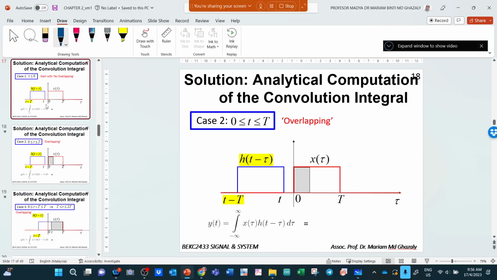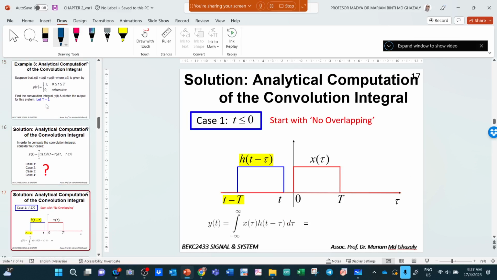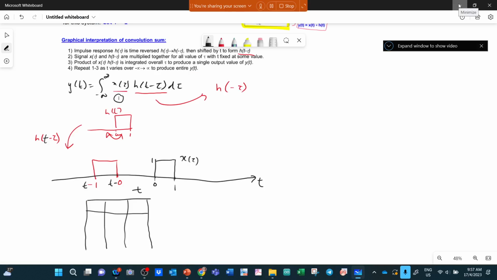If you look at the example just now, what you did, you draw XT, you draw HT minus tau. Ini yang you draw tadi. Cumanya T value tadi you dah gantikan terus. Ada T value, ada value tadi. Okay, so we start with no overlapping. Case number 1. So what is the non overlapping area for this case?